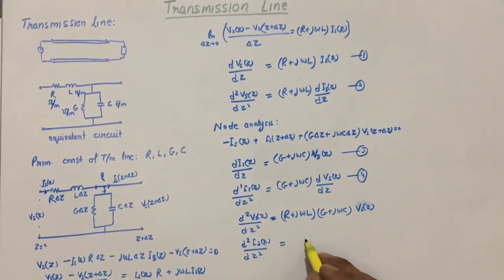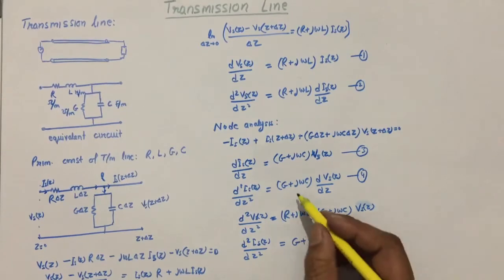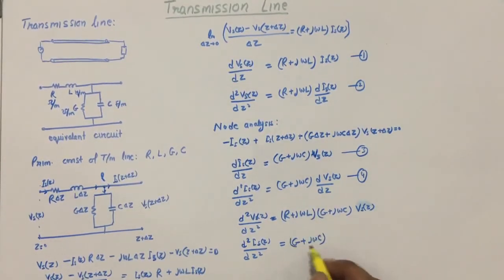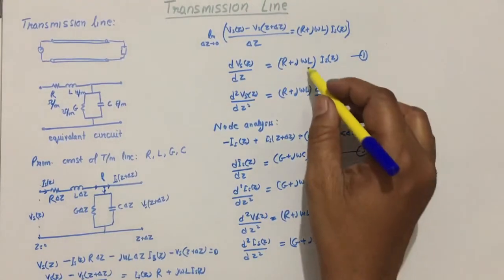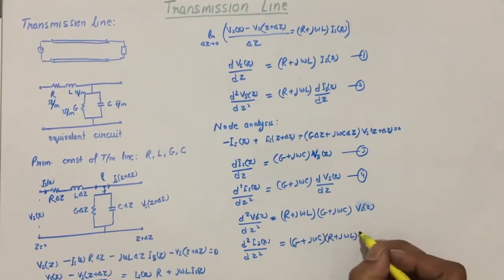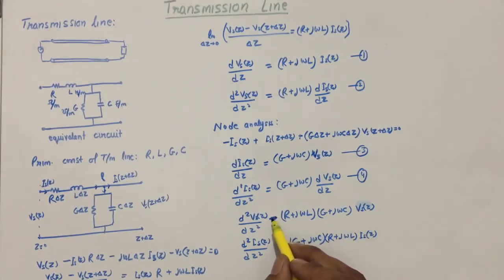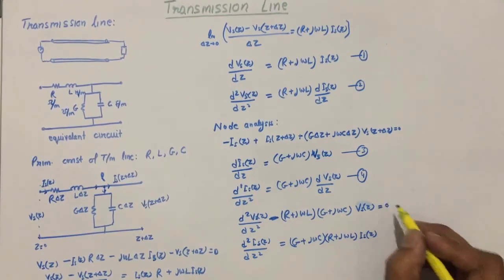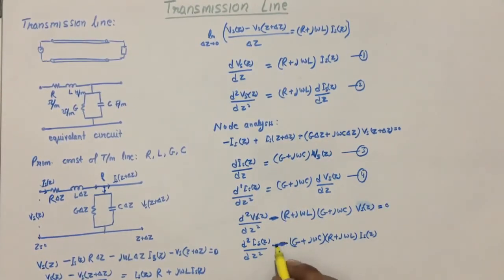Why I am saying voltage and current wave equation, we will see here. (G + jωC) multiplied with the value of this from here, so (R + jωL) times Is(z). Now these two are the final form of the equations that we have. If we bring it to minus equal to 0, similarly we can bring it here, that will be minus equal to 0. We can do like that.